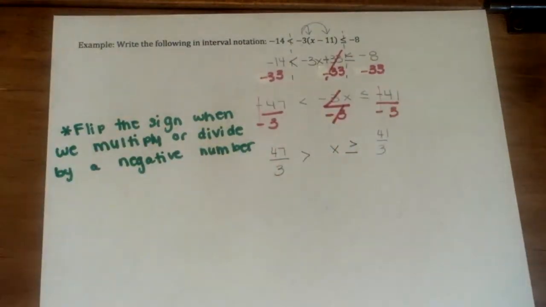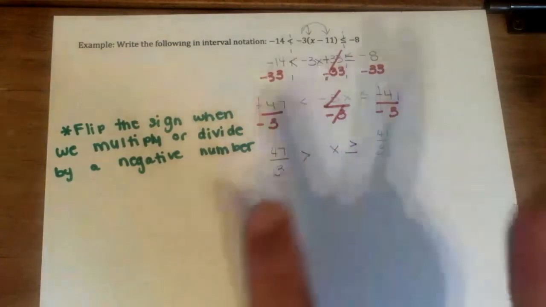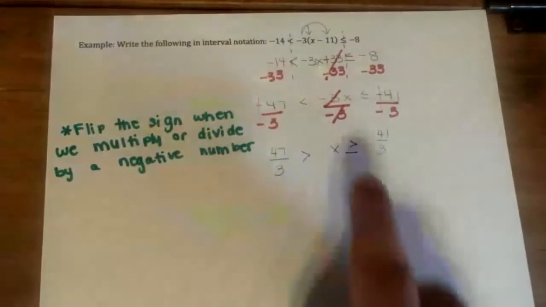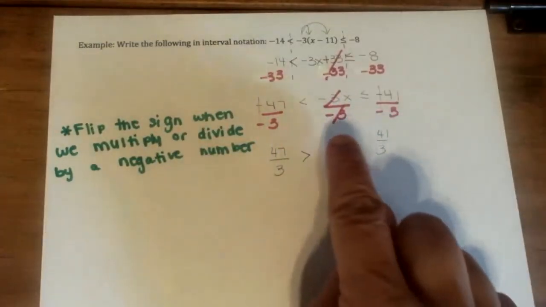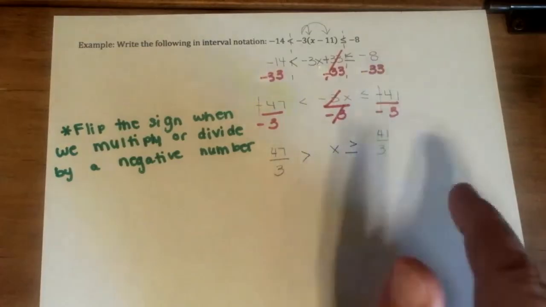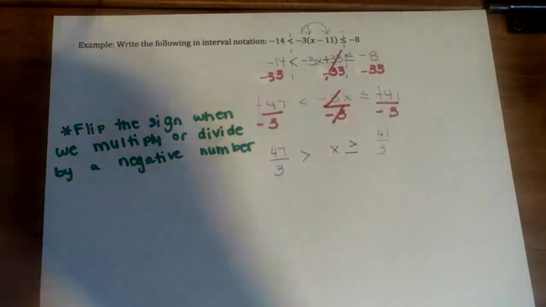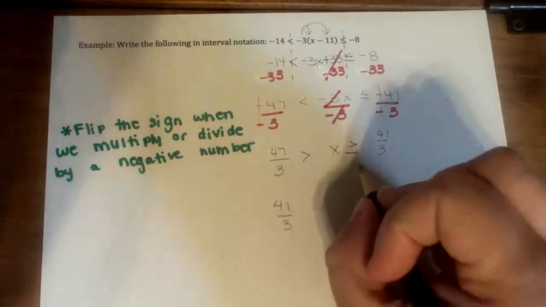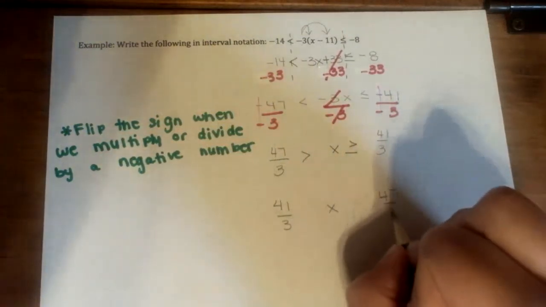So you always want to put it from least to greatest. If you put 47 over 3 in your calculator, and if you put 41 over 3 in your calculator, 41 over 3 is smaller, so we have to put this 41 over 3 first. Whenever you have compound inequalities, by the way, you always use less than or less than or equal to. So this looks weird to me. So let's flip it around so it looks better. So we have 41 over 3, less than or equal to x, and then we have 47 over 3.